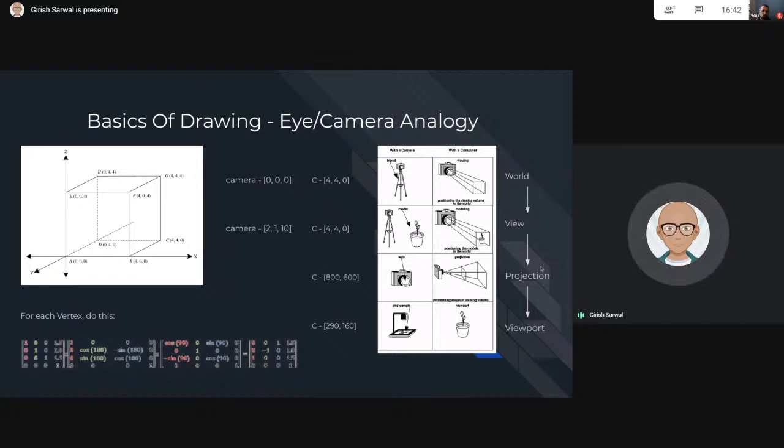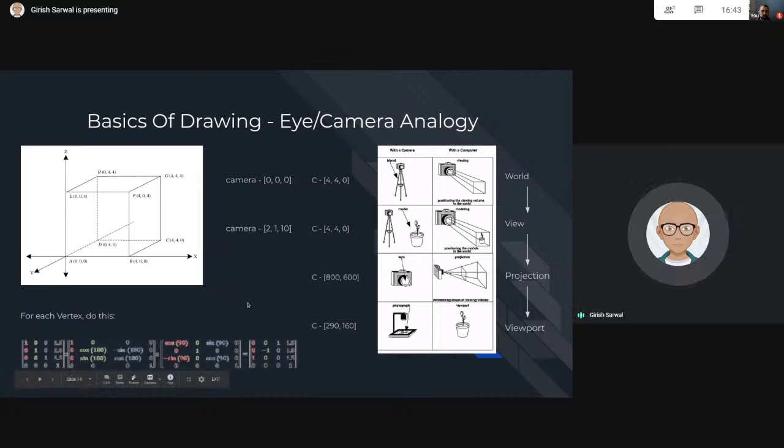This is what we typically call a projection transform. Once we do the projection transform, the final thing is the viewport transform, wherein we try to clip everything that's outside the view area, etc. And what we finally get is a set of 2D vertices that we can render to the screen.